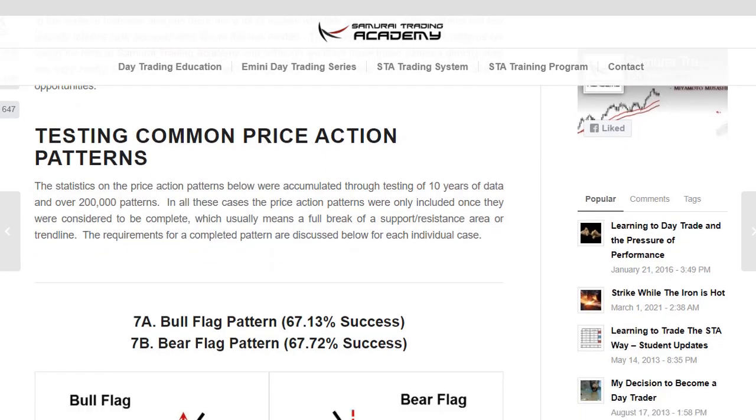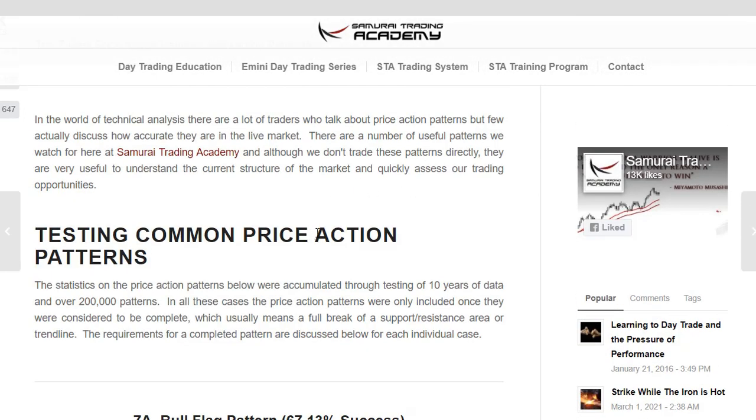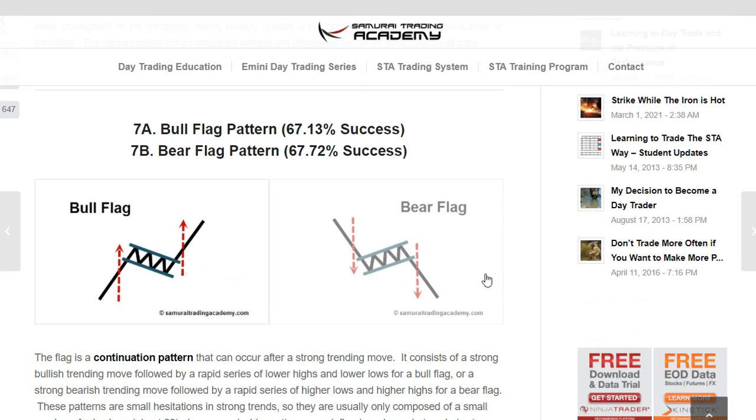What I did find in here is that they have been testing some common price action patterns. And what they say is that the statistics on the price action patterns below were accumulated through testing of 10 years of data and over 200,000 patterns. Now, it all looks very good. However, numbers are easy to put on a website like this, and I have not tested the numbers for myself. What I'm using this website for is to show you some basic patterns here that I am looking for.